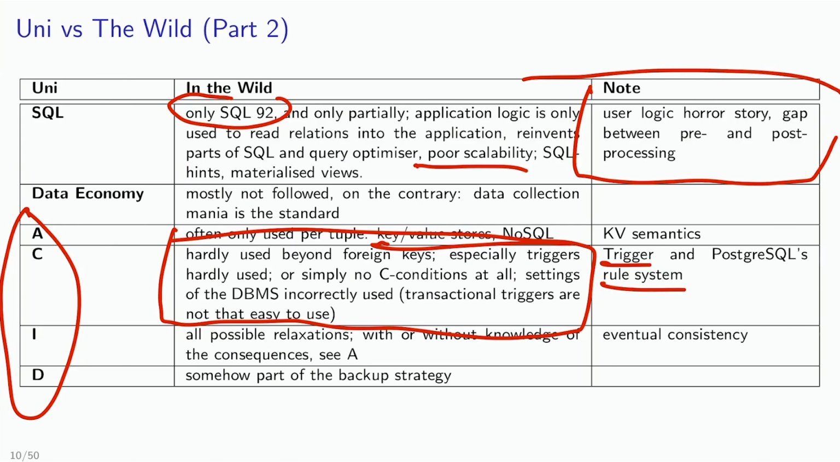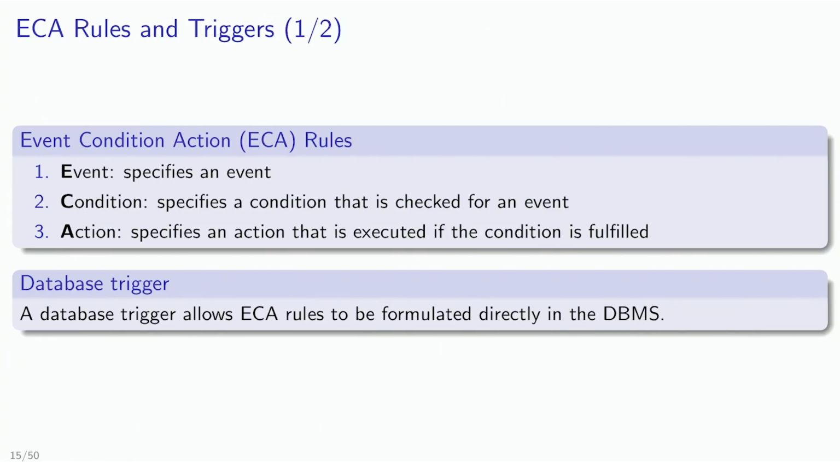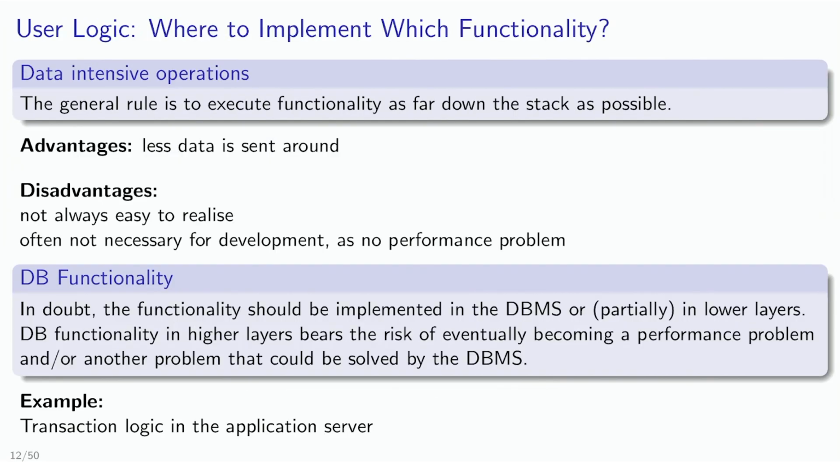You have all kinds of relaxations in the real world. One is eventual consistency. I have a slide on that. Key value stores, I have more slides on. Okay, we will go into detail in a moment.